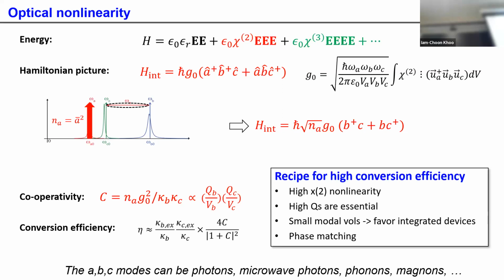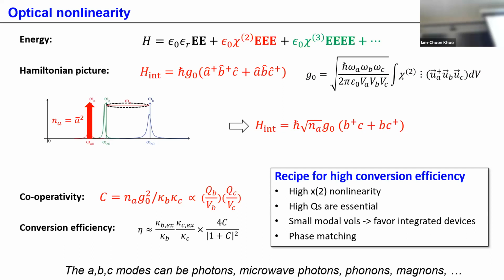For frequency conversion, we have one of the modes in this 3-wave coupling put in a stiff pump, a coherent tone. So we reduce that operator to just a photon number, the square root of the photon number, and reduce the 3-wave mixing to a 2-mode mixing conjugate. So now you can see B converts to C, C converts to B. That becomes a conversion.